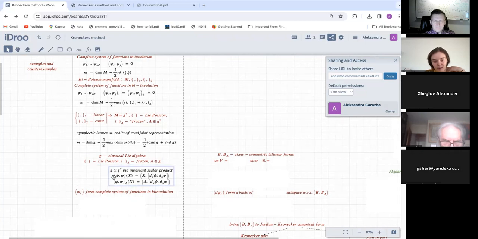And the first bracket, the Lie-Poisson bracket, is written like that. If we have two functions, then to calculate this bracket, we take the differentials of these functions. Then we take the Lie bracket and take the scalar product of X and this element of the Lie algebra.